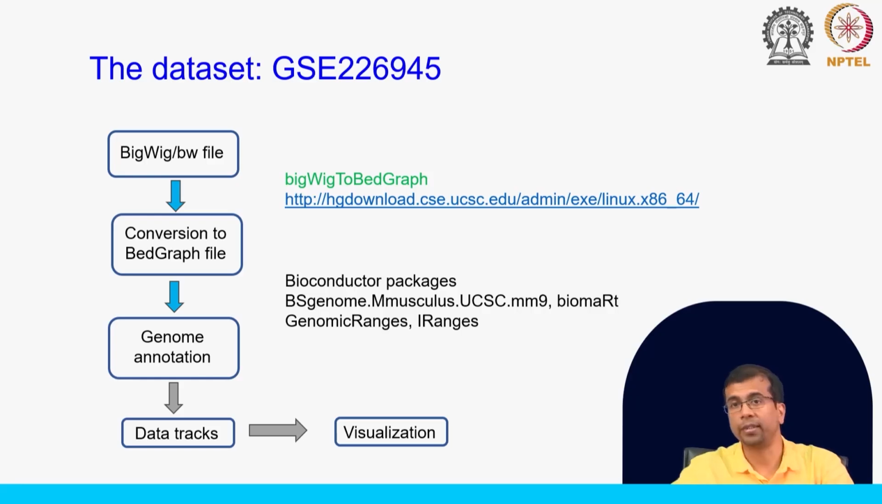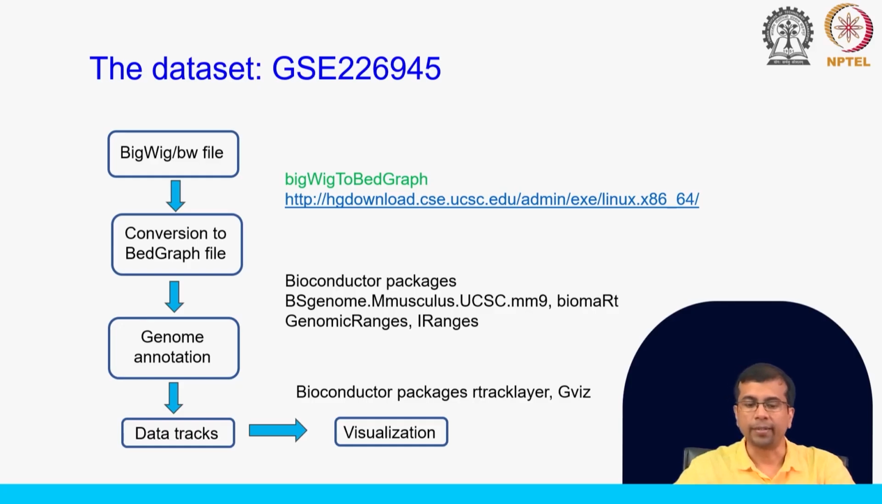So, as I said, this experiment is based on mouse cells. And the annotation that was used is the mm9, right. So, this genome build was used, that was mm9. So, we will use that Bioconductor package BSgenome.Mmusculus.UCSC.mm9 version, and we also need biomaRt, right, to connect to Ensembl, and we will also use these packages GenomicRanges and IRanges that we already used in the last class.